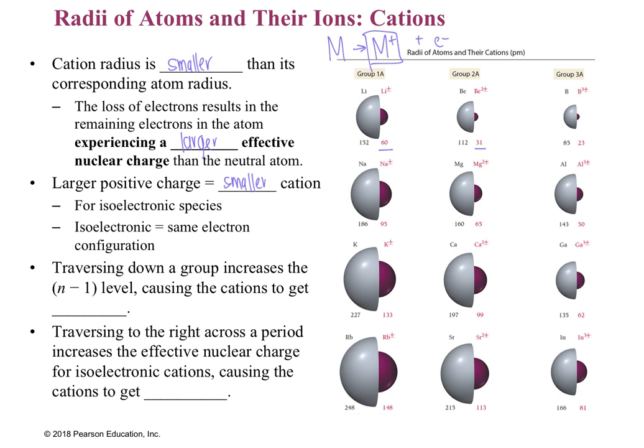And then as we go down in the different groups, we're going to get larger ions, because we just have a larger shell. So as we go down, beryllium versus magnesium, magnesium is larger in the ion.